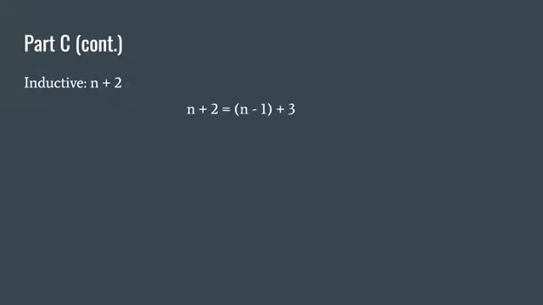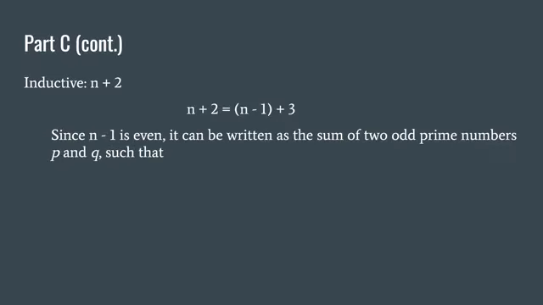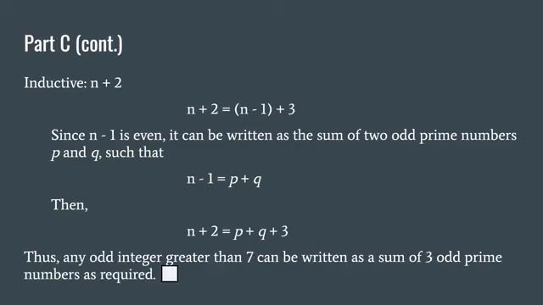So this is just one case, so we have n plus 2 is equal to n minus 1 plus 3. Since n minus 1 is even, it can be written as the sum of two odd prime numbers, p and q, such that n minus 1 is equal to p plus q, and then n plus 2 is equal to p plus q plus 3. And thus, any odd integer greater than 7 can be written as a sum of three odd prime numbers as required.